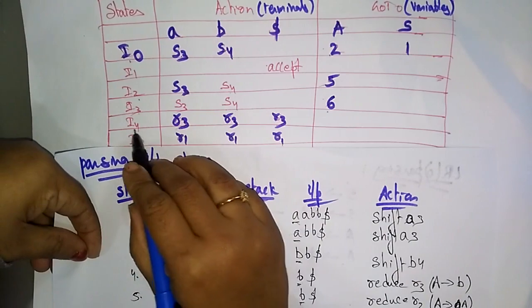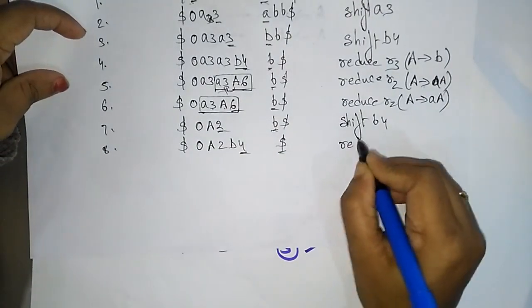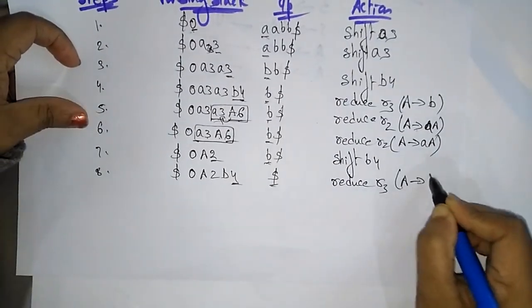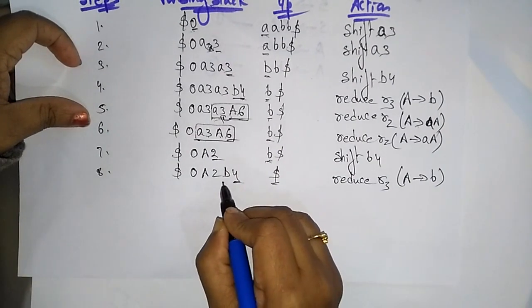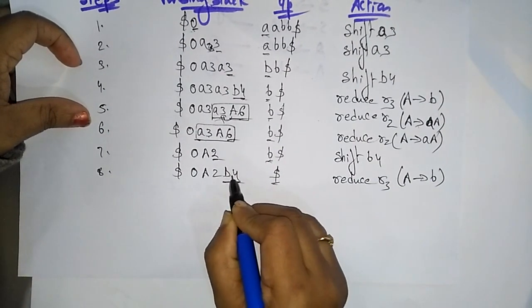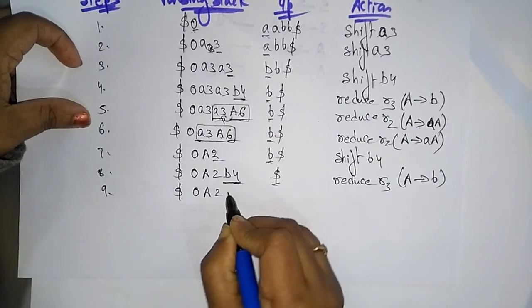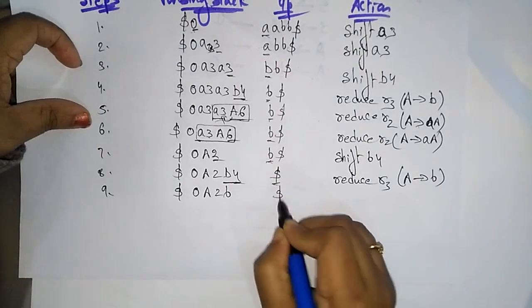So state I4 and dollar is R3. So reduce R3. What is the production rule of R3? A determines B. So in place of B, you need to write A. Dollar, 0, A, 2, B. Okay, but after B there is no state.